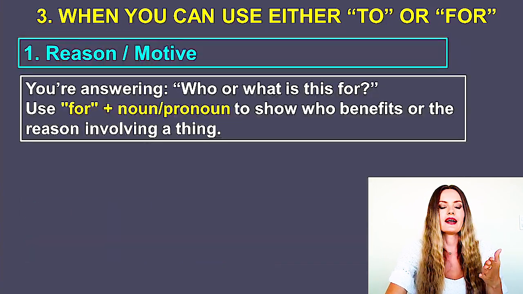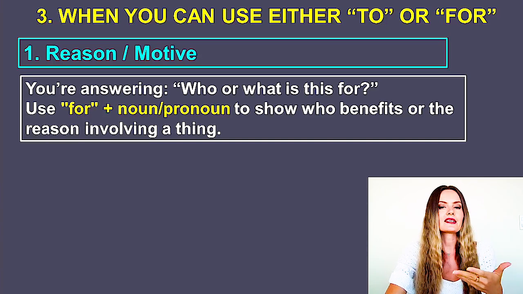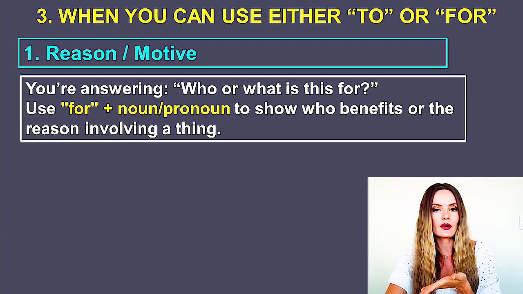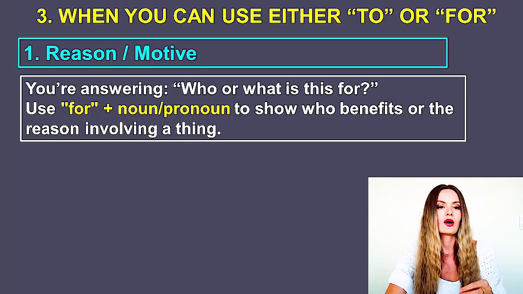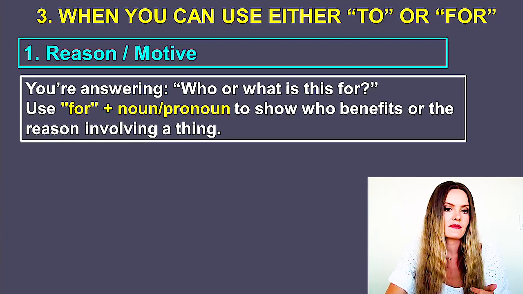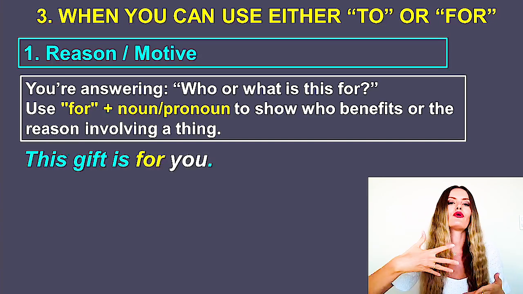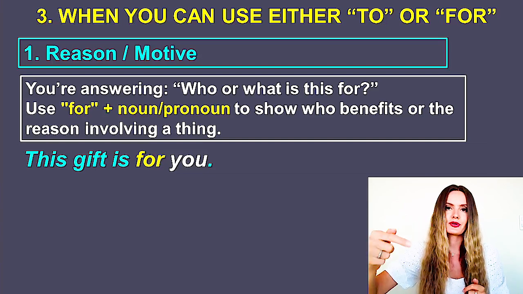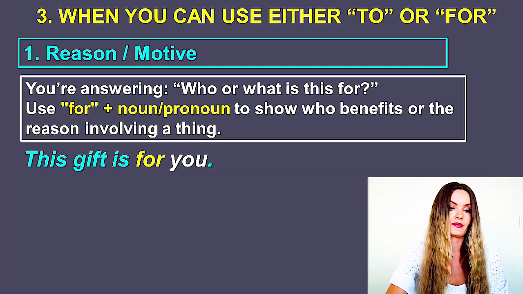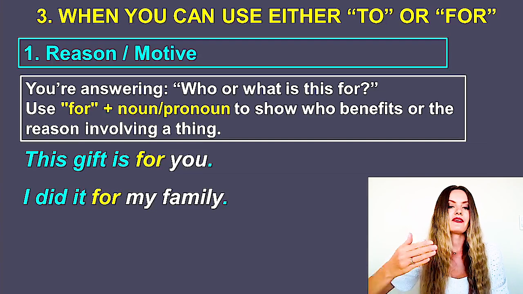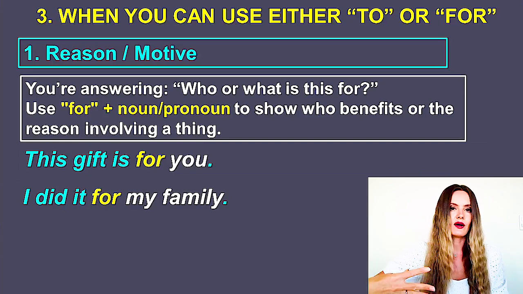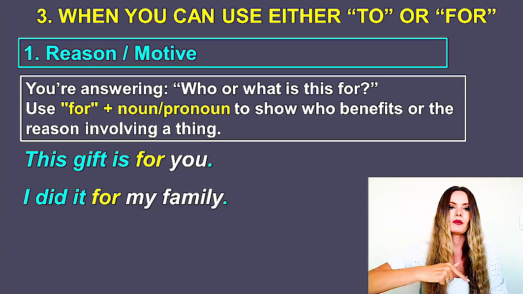But if you're answering who or what is this for, use for plus noun or pronoun to show who benefits or the reason involving a thing. This gift is for you. Who is this for? For you. For plus a pronoun. You is a pronoun. I did it for my family. Whom did you do it for? For my family. Family is a noun. For my family. For plus a noun.